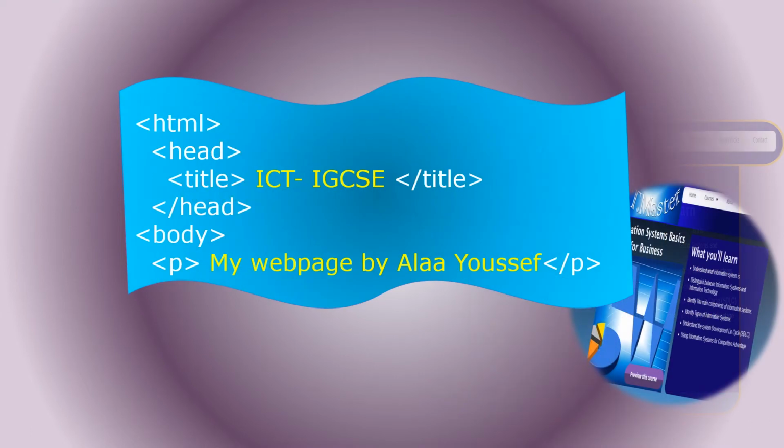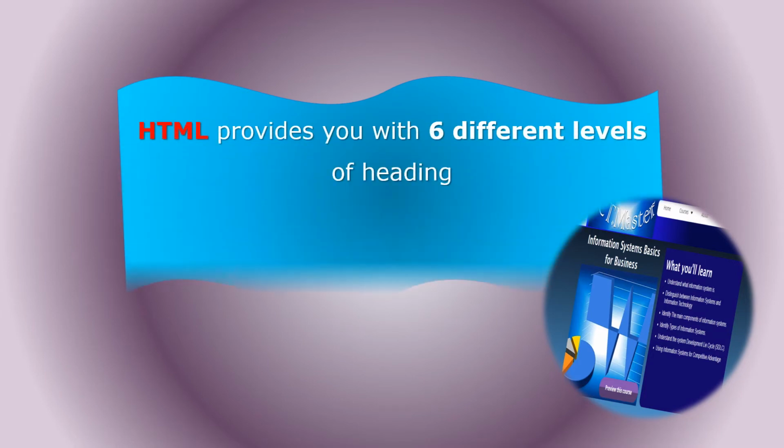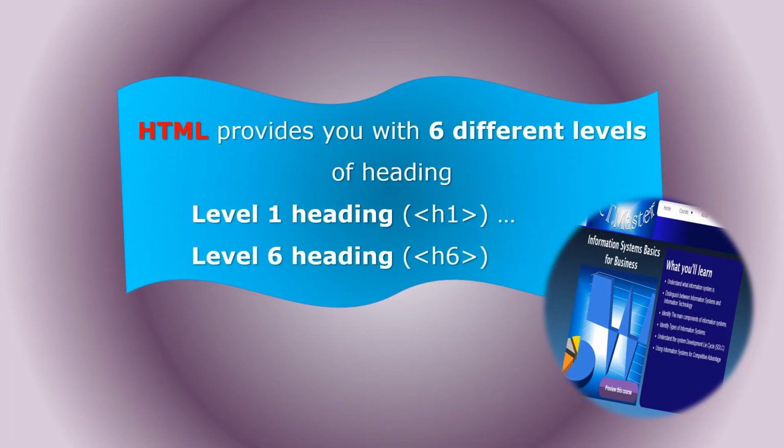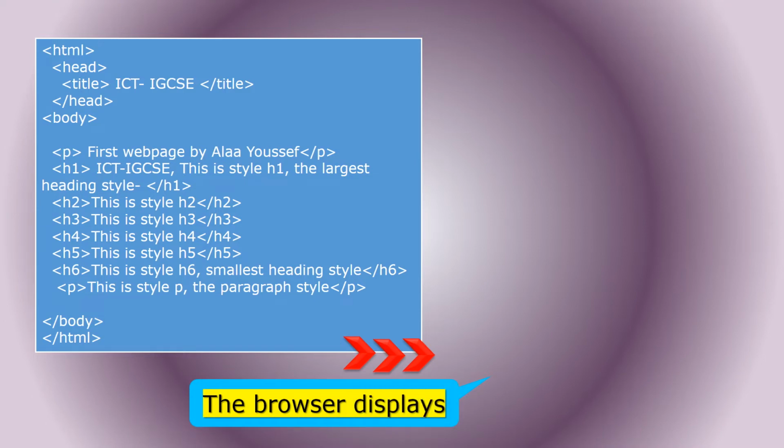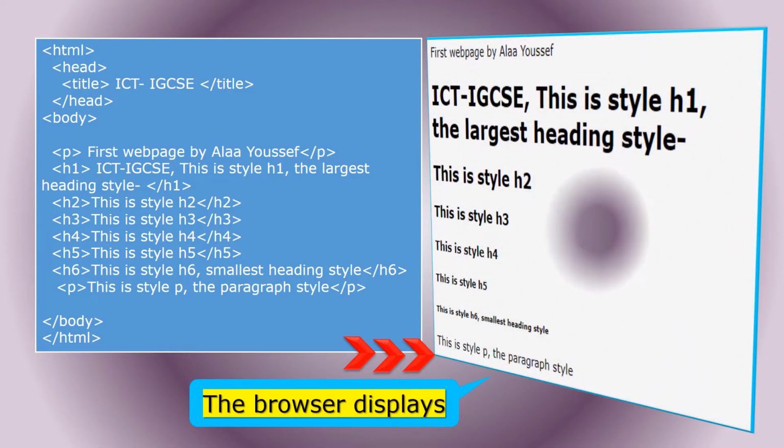There are a number of predefined styles available for use in a web page, where HTML provides 6 different levels of heading to organize the level of importance of each section in a web page, where level 1 heading, or H1, is the most important heading. Then the least important will be level 6 heading, H6. For example, this HTML document will be displayed by the browser as shown to the right.